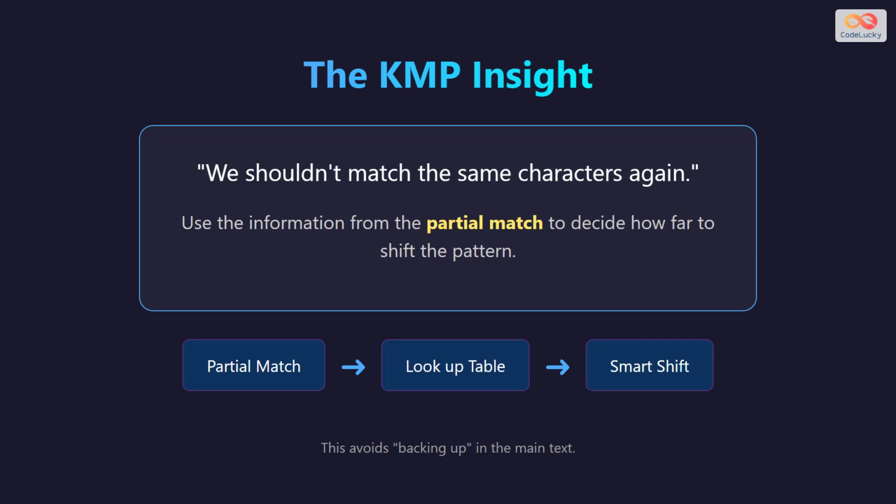The KMP algorithm introduces a brilliant insight. If we know part of the pattern already matches, we can use that information to skip ahead. We do not need to back up and recheck everything. We can perform a smart shift based on what we have already seen.